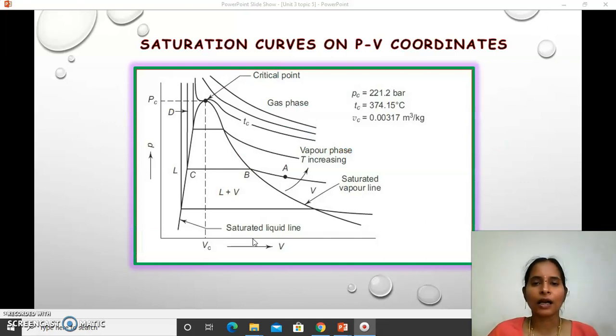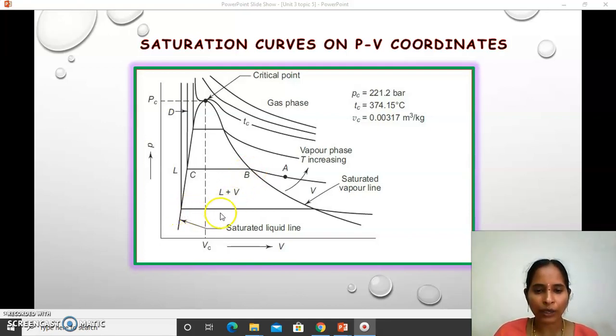Now, these are the saturation curves on PV coordinates. Let me recall the dome formation for a few seconds, and then I will go further. In this vapor dome, the left line is the saturated liquid line and this is the saturated vapor line, and the conversion from saturated liquid to saturated vapor takes place at constant pressure and constant temperature.